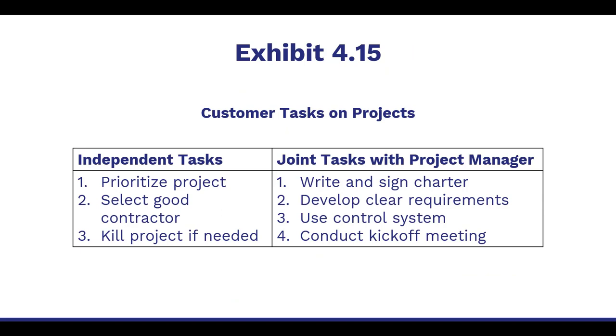Then we have what's called the customer task on a project. So you have what we call independent tasks, which are to prioritize the project, select a good contractor, and kill the project if needed. Then we have what's called a joint task with the project manager, where we write and sign a charter. We develop clear requirements, we use control systems, and we conduct a kickoff meeting.